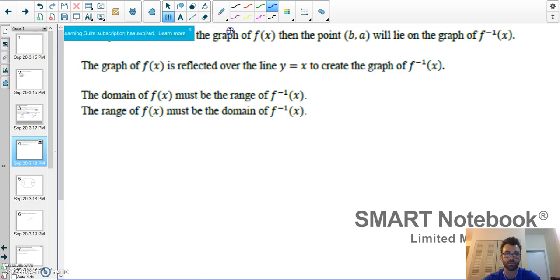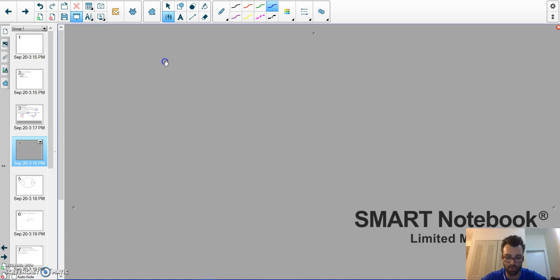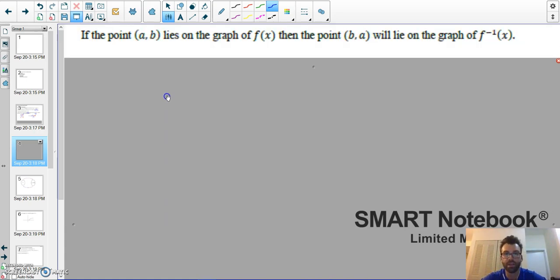Yeah, for sure. Okay, so this is important: if a point AB lies on the graph of f of x, then BA lies on the graph of f prime of x. And what that means is the domain of our function is the range.